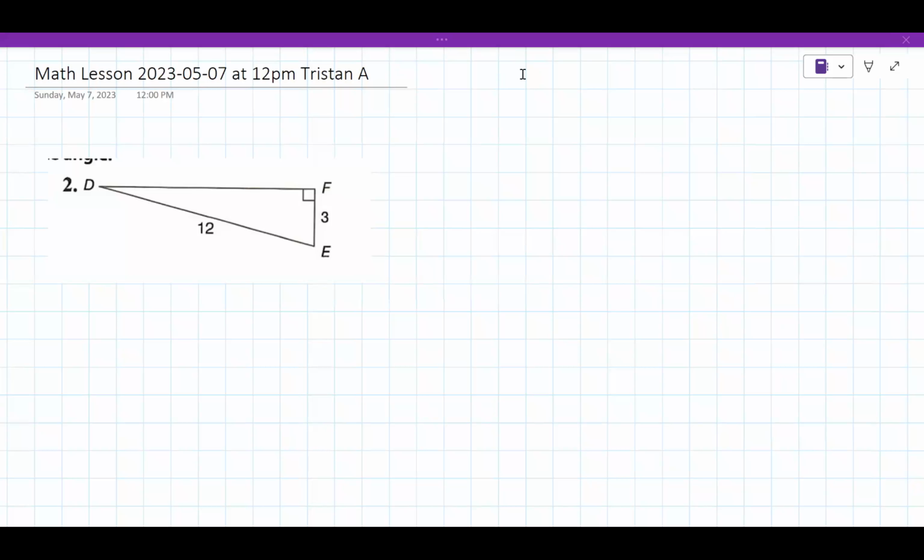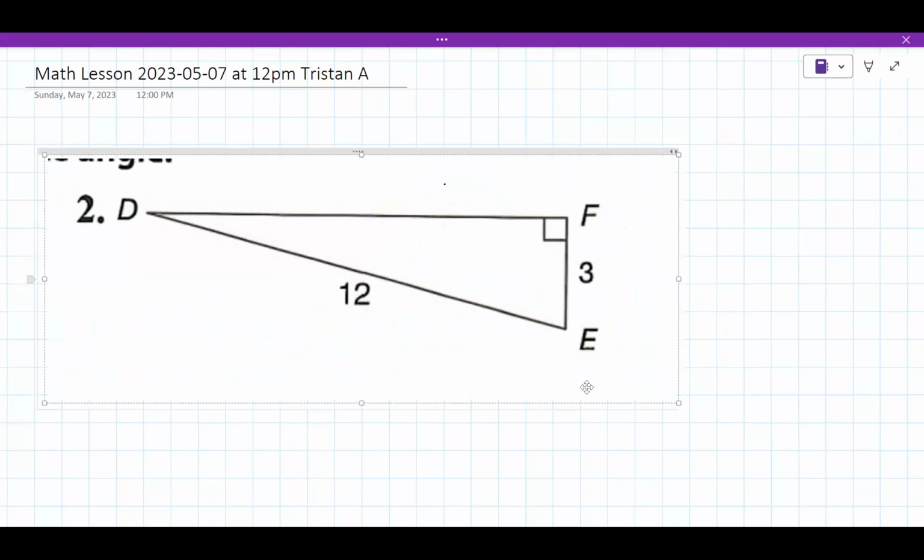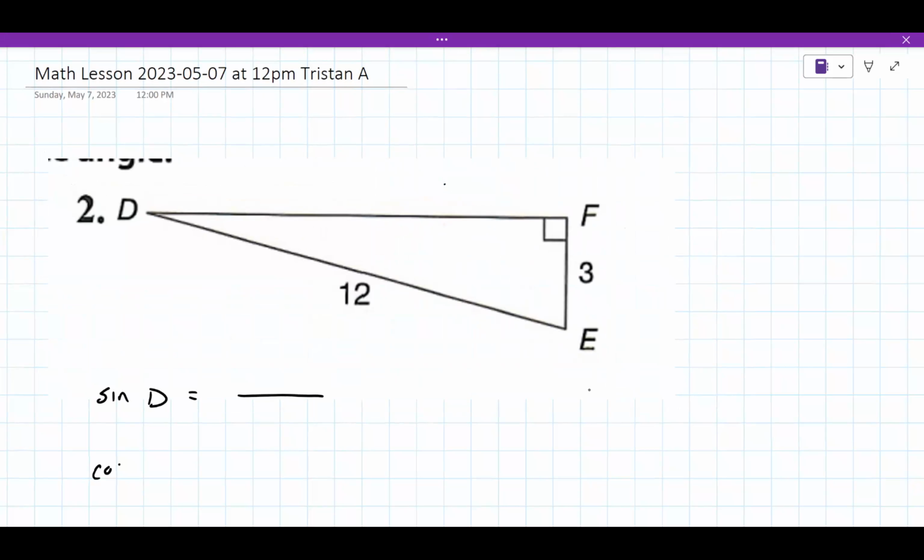So I've got the first problem up on my screen here. You've been doing a lot of triangle problems now for a while here. This one says to state the three basic trigonometric ratios for each acute angle. So we're going to start with D, I guess, and I'm going to make this a little bit bigger here. So we've got to find the sine of D, the cosine of D, and then the tangent of D.